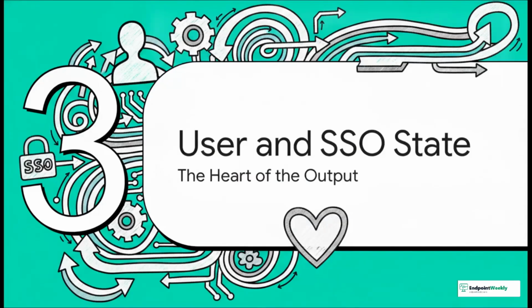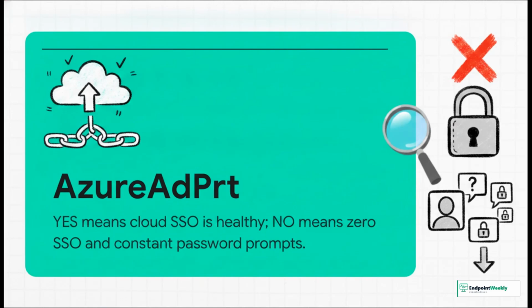Section 3. User and SSO state. This is the true heart of the output. Smack in the middle of the SSO state section, you'll find AzureAdPrt. That's your primary refresh token, and it is the absolute core of the user's single sign-on state. If it says yes, Cloud SSO is present, it's healthy, you're golden.